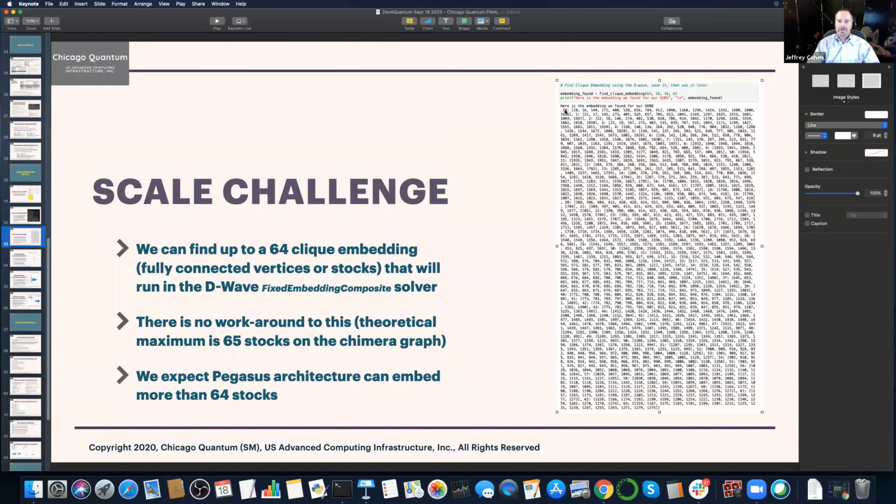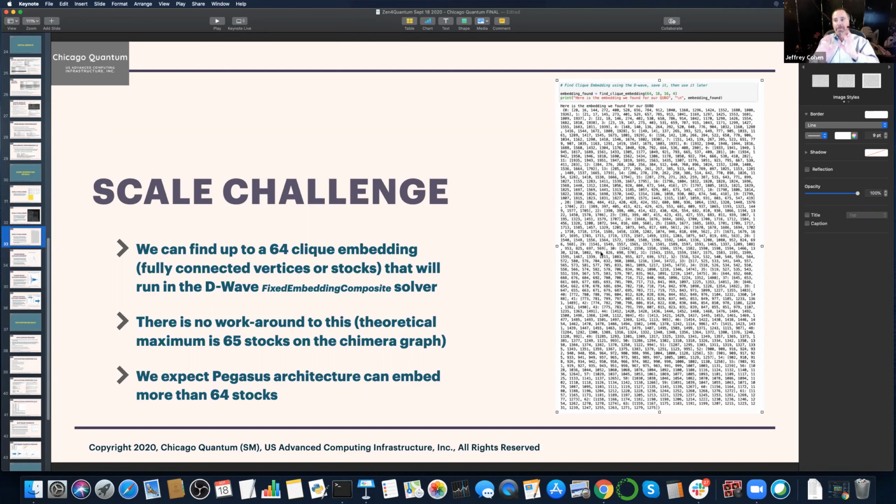Stock 0, or position 0, which is the first one, is on this one and this one and this one and this one. And each of these is a qubit. By the way, you'll never see a number above 2048 because there are 2048 qubits. And so this is what this is.